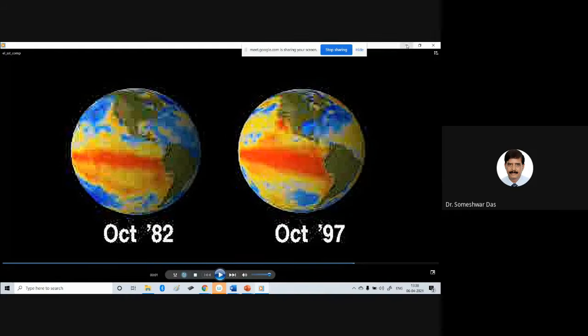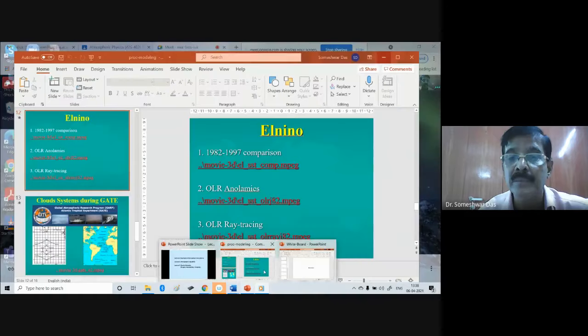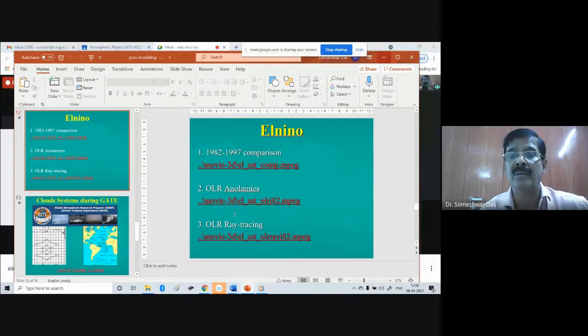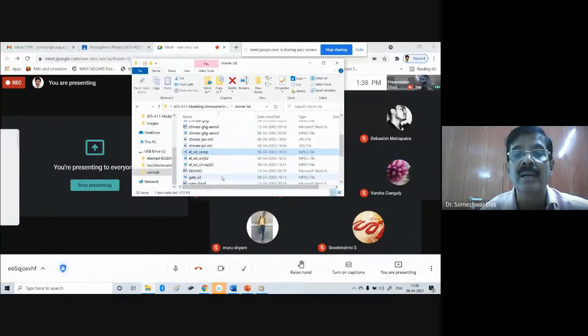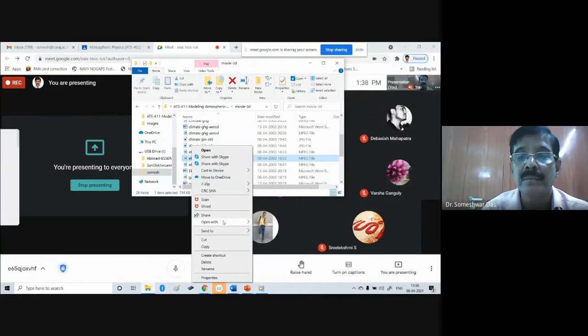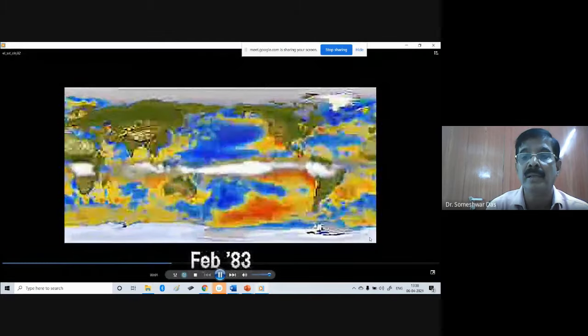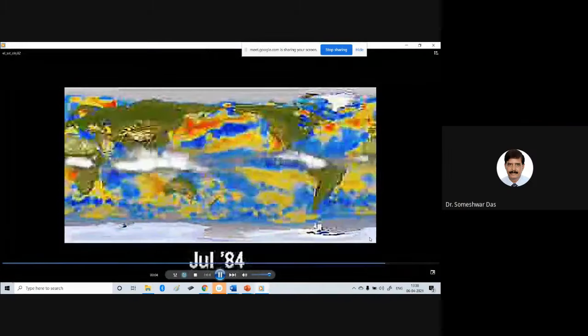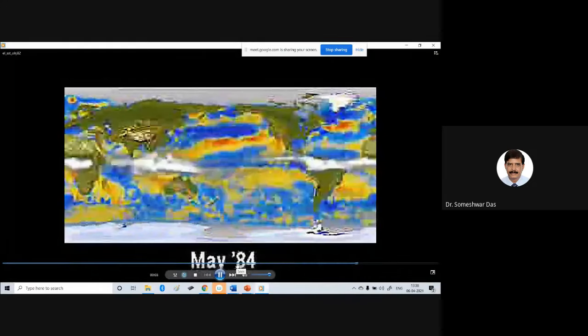So this is yet another example of this simulation. Now the next example I'm going to show you is about the OLR anomaly during the El Nino year, how it looks. Now let me see where this OLR anomaly is. Now again, the projection is different. This is a Mercator cylindrical projection, and different years: 82, 83, 84, a 3-year simulation.